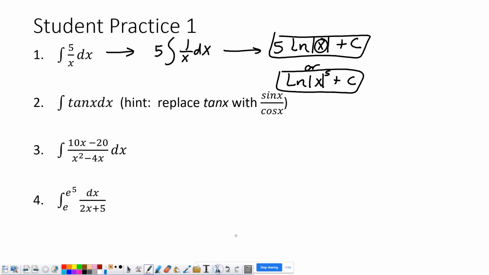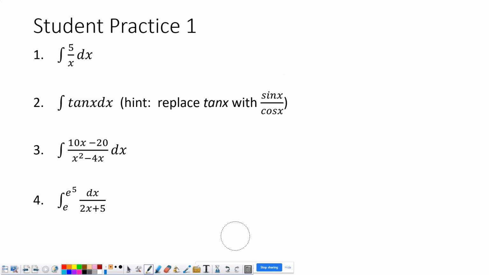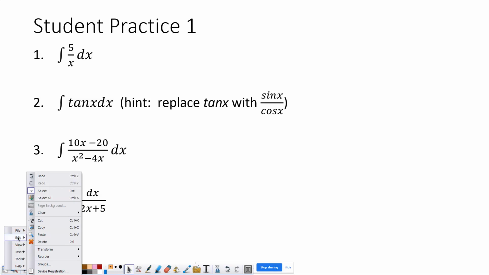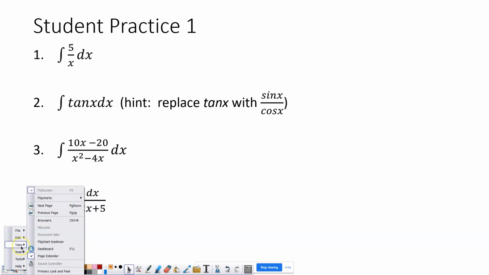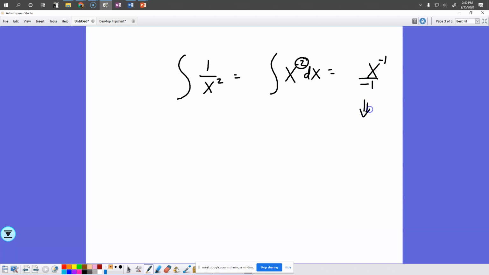Now, I just want to talk about something really quick about what we don't do and why we don't do it. So we've done problems like this before, but we handle them very differently. And I want you guys to see why we're not doing it that way this time. So, for example, if I gave you guys this, what we did before was we moved the power up to the top like that, right? And then we added 1 to the power to integrate it. And then we divided by that number. And then we simplified.